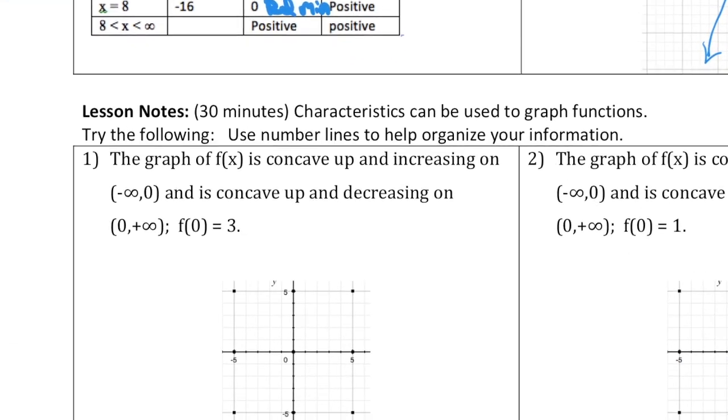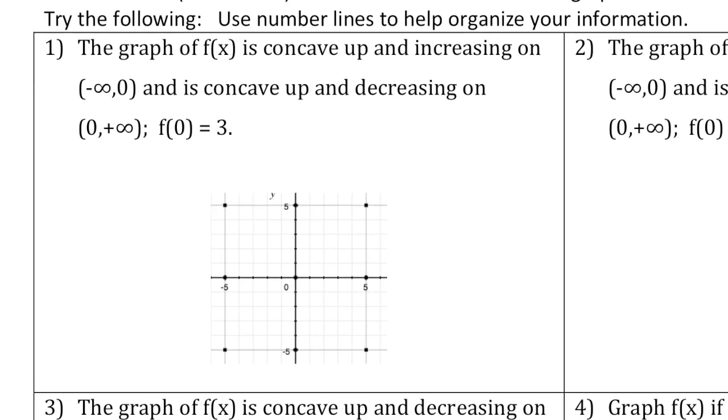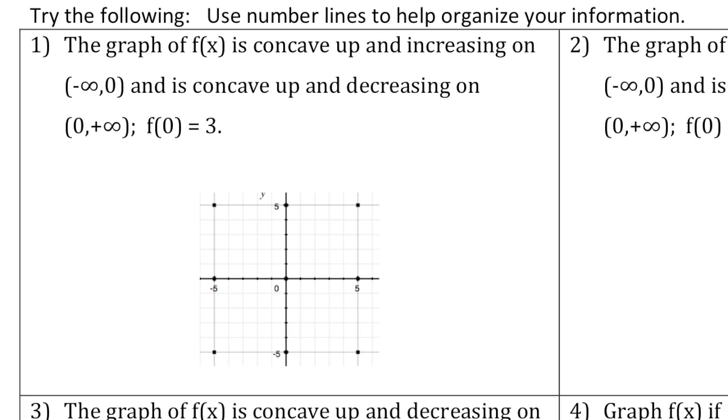Today, we're going to be using these characteristics of our functions in order to graph the functions. So we're going to use number lines to help us organize the information. For our first problem, the graph of f of x is both concave up and increasing on negative infinity to 0. So if we draw our little number line, this is just to help organize the information. We'll place 0 in, and we're going to label f of x as concave up and increasing.